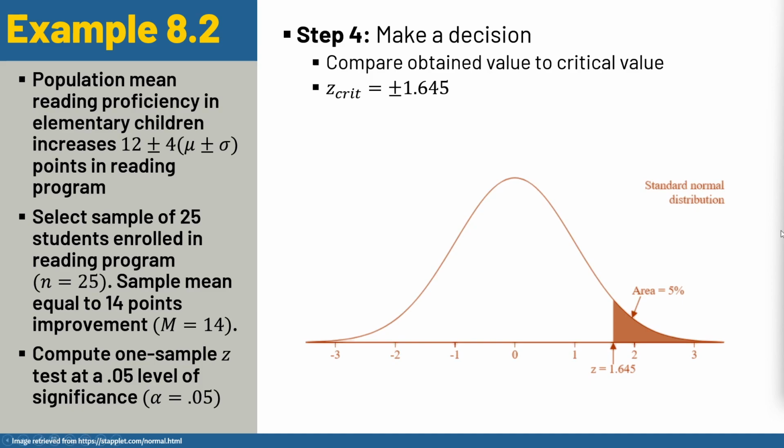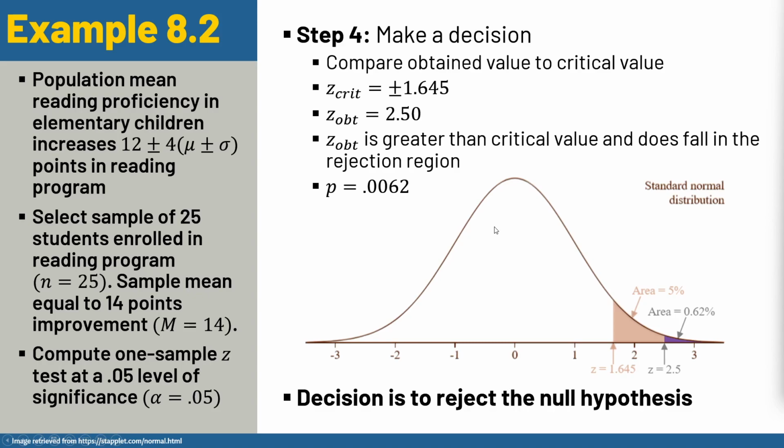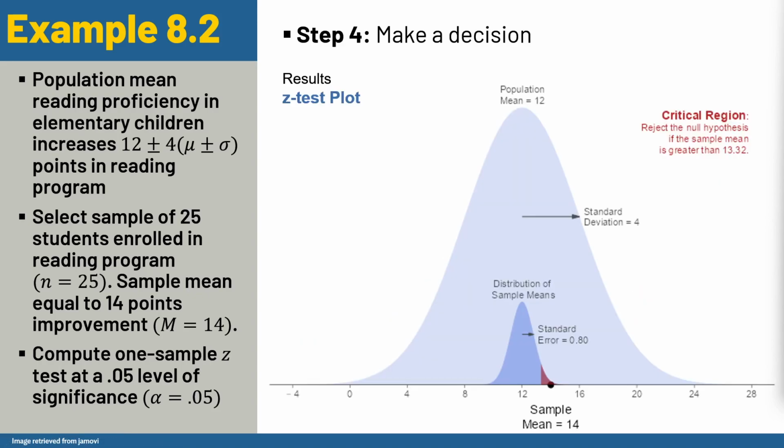And so if you go down here, you can clearly see that our obtained z value falls in the rejection region. So it's greater than the critical value, and does fall in the rejection region. Specifically, the p-value is 0.0062. And so we decided to reject the null hypothesis. Once again, here's a plot from Jamovi if you'd like to see this, with the population distribution and our distribution of sample means here.